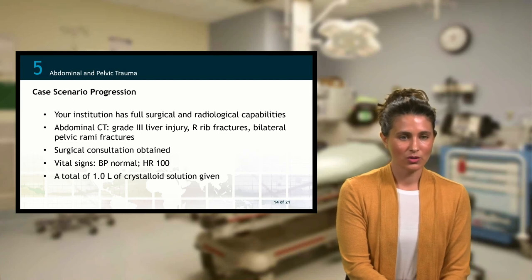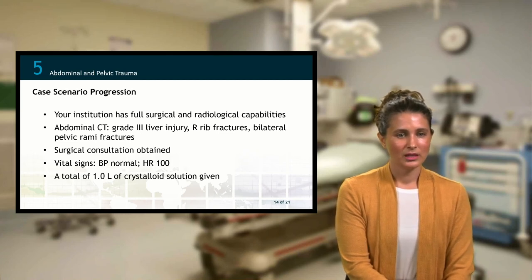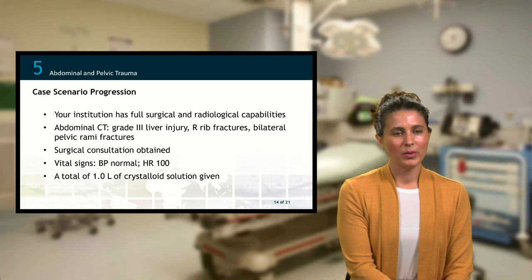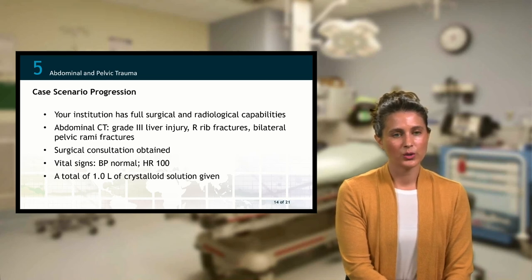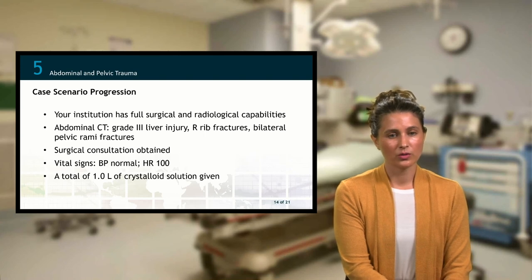You obtain a surgical consultation, and upon re-review of the patient's vital signs, at this point the blood pressure is normal, heart rate is 100, and you've given a total of 1 liter of crystalloid.